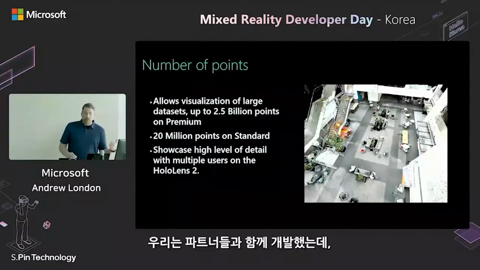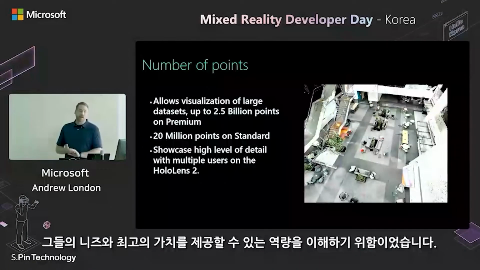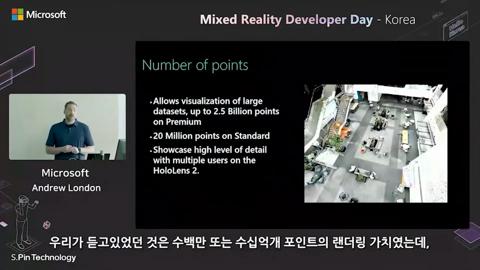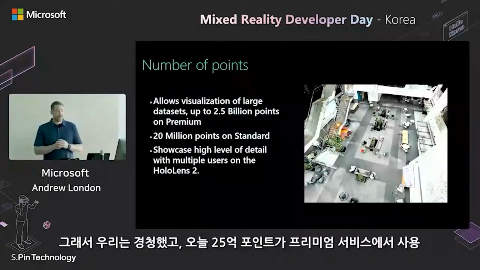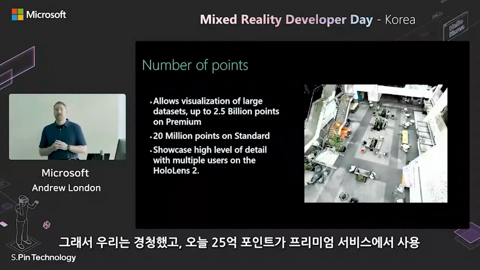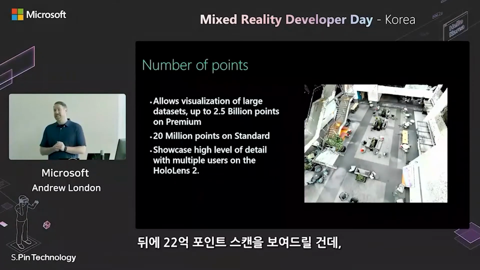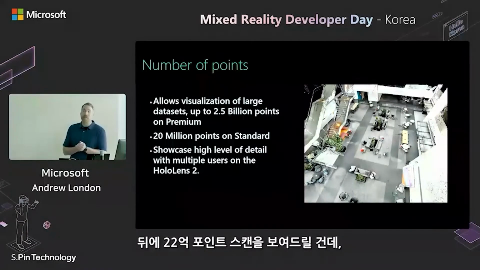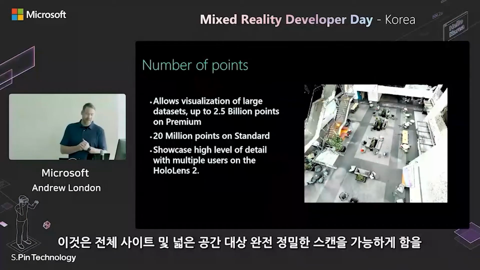In the private preview, we worked with our partners to understand the needs and capabilities that would provide the best value. And something we kept hearing was the value of rendering hundreds of millions or even billions of points. So we listened, and today we support up to 2.5 billion points on the premium service. That's just insane. I haven't seen a data set that goes that far yet. I'm going to show a 2.2 billion point scan later, but yeah.